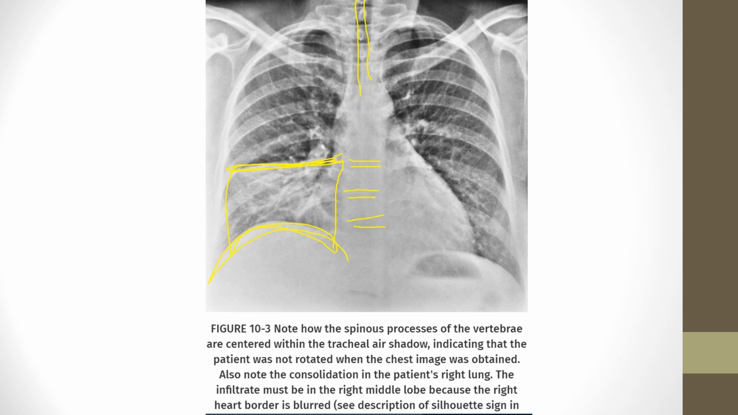Patient wasn't rotated. Note the consolidation in the right lung, the infiltrate in the right middle lobe, because the right heart border is blurred. So if you do not see a clear delineation of the heart border, then it is the right middle lobe, okay? If you do see a clear delineation, then it's a right lower lobe. So if you see the border, it's a lower lobe.